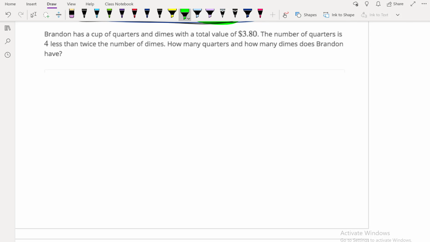For number 13, Brandon has a cup of quarters and dimes with a total value of $3.80. The number of quarters is 4 less than twice the number of dimes. How many quarters and how many dimes does Brandon have? So there are two things that we're mixing here. We have quarters, and they are being mixed with dimes. And it's going to give me my total.